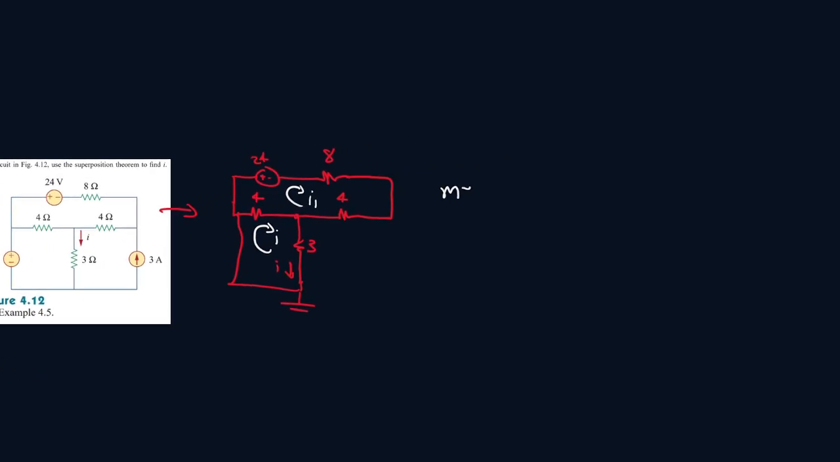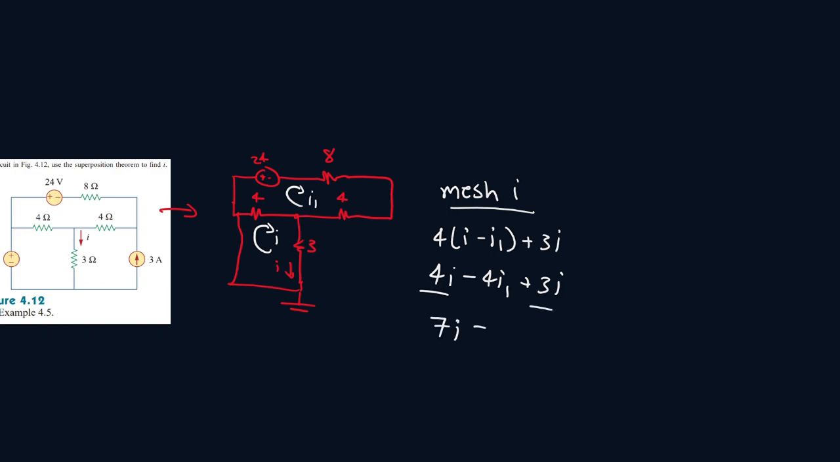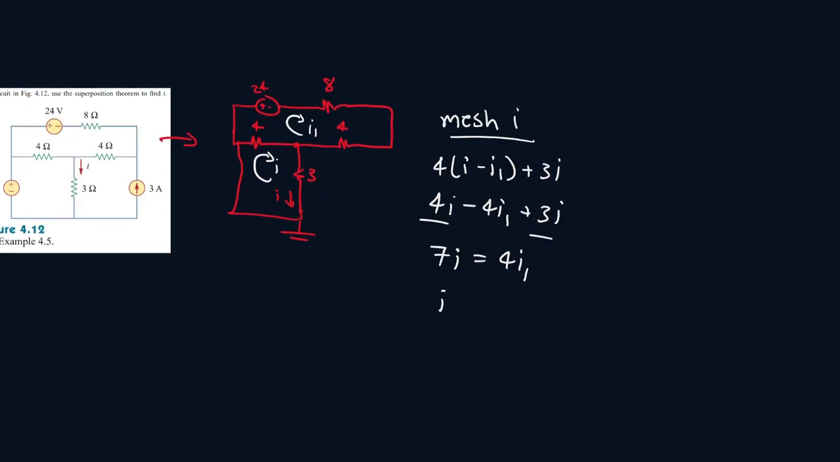So for mesh I, it's 4I minus I1 plus 3I. So FOIL everything in, it's 4I minus 4I1 plus 3I, collect like terms. So 7I equals 4I1. And I is equal to 4 over 7 I1.